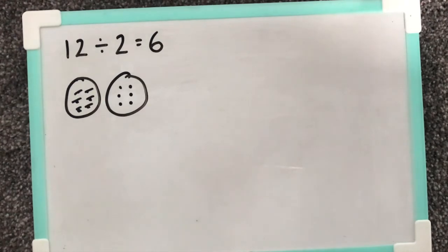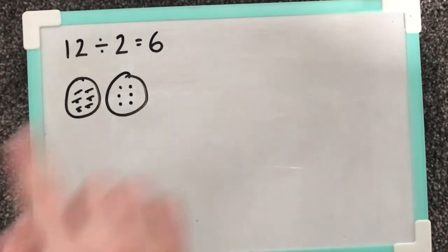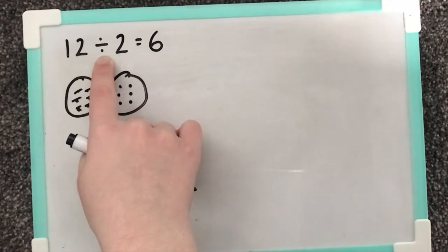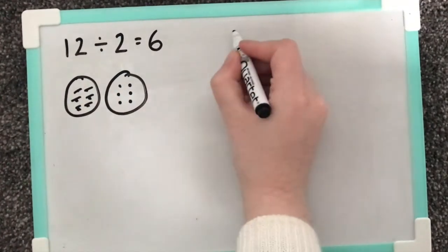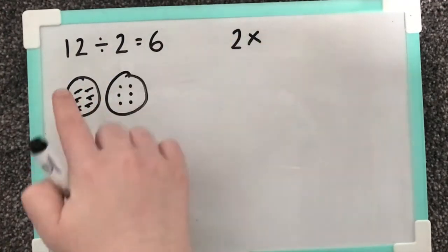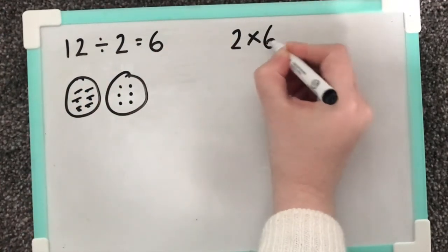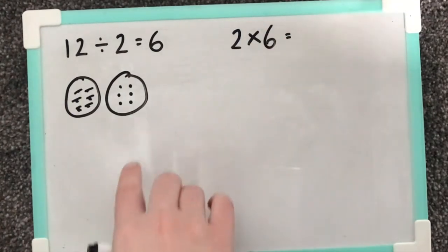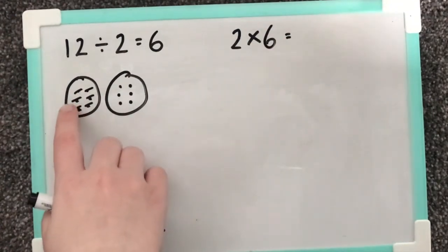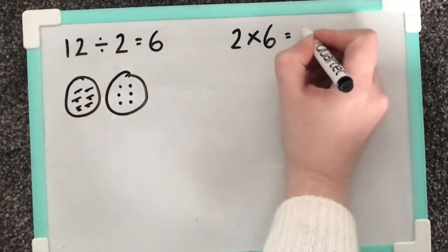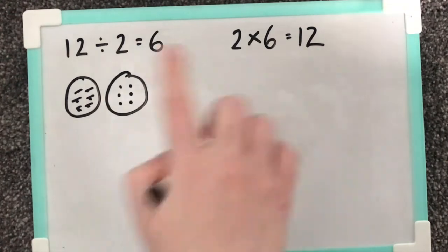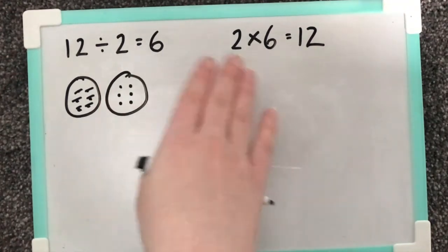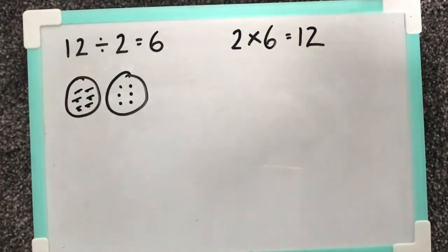Now we can have a look at what the inverse is. That's turning this sign into multiplication, which is the inverse of division. So I have got 2 groups of 6. 2 groups of 6 is 2, 4, 6, 8, 10, 12. So our answer would be 12. See how the numbers are the same? They are just inversed. Alright, let's do another example.